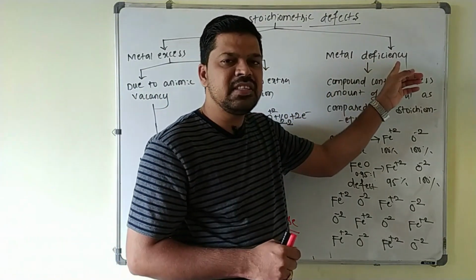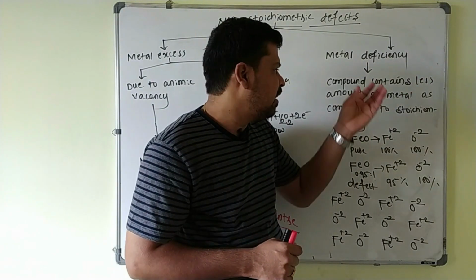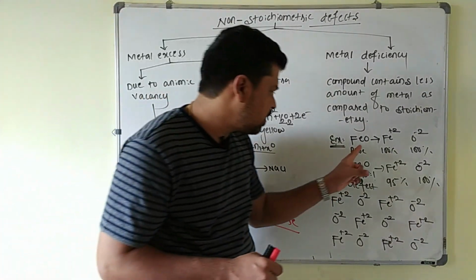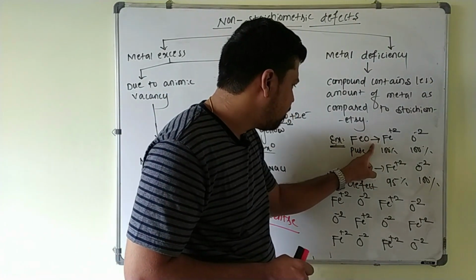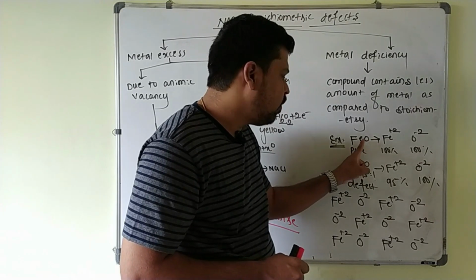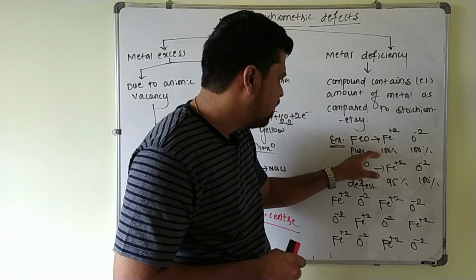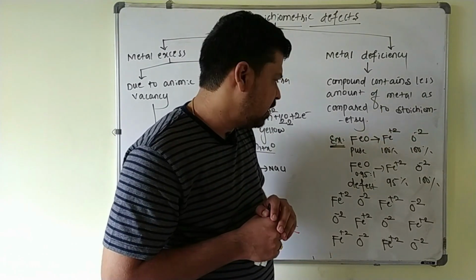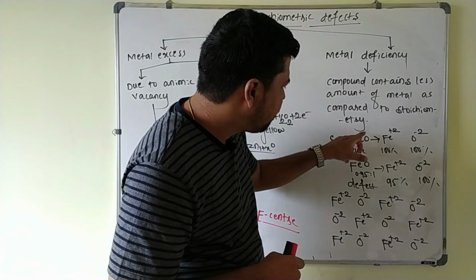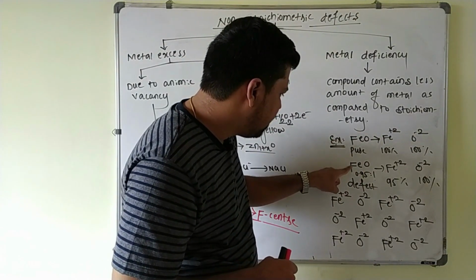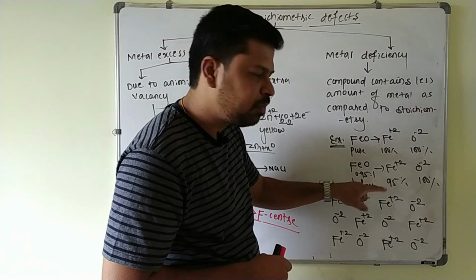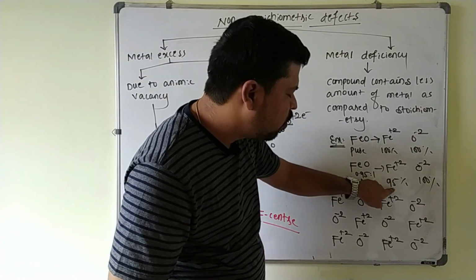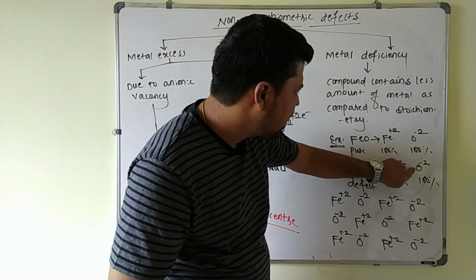In case of metal deficiency defect, as the name indicates, it contains fewer cations as compared to the stoichiometric ratio. If I take the example of FeO, in pure FeO, Fe and oxygen are present in a 1:1 ratio. This is pure, 100% of Fe plus 2 ions and 100% of oxide ions. But most of the time FeO is found in the form of Fe0.95O, that is 0.95:1. So this has some defect. In this one, what happens?